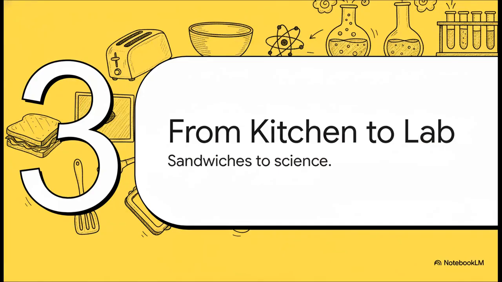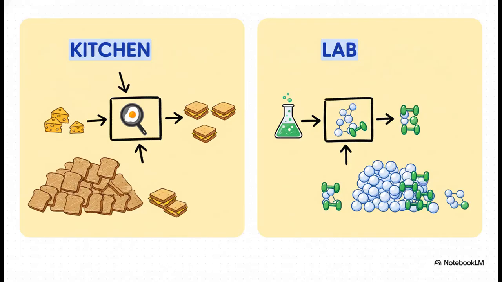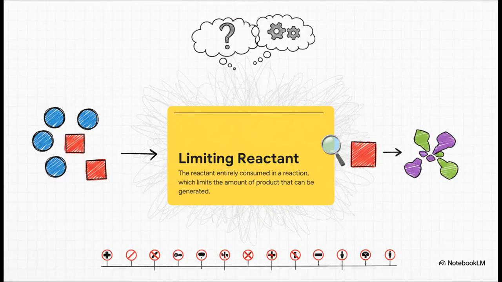Okay, so that makes sense for grilled cheese sandwiches. But how in the world does this apply to actual chemistry? Well, let's take our kitchen analogy and see how it translates, almost perfectly, to a science lab. It's really the exact same principle. We just use different words. That ingredient that runs out first, in a chemical reaction, we call that the limiting reactant. And the one you have left over, that's the excess reactant. It's really that simple.